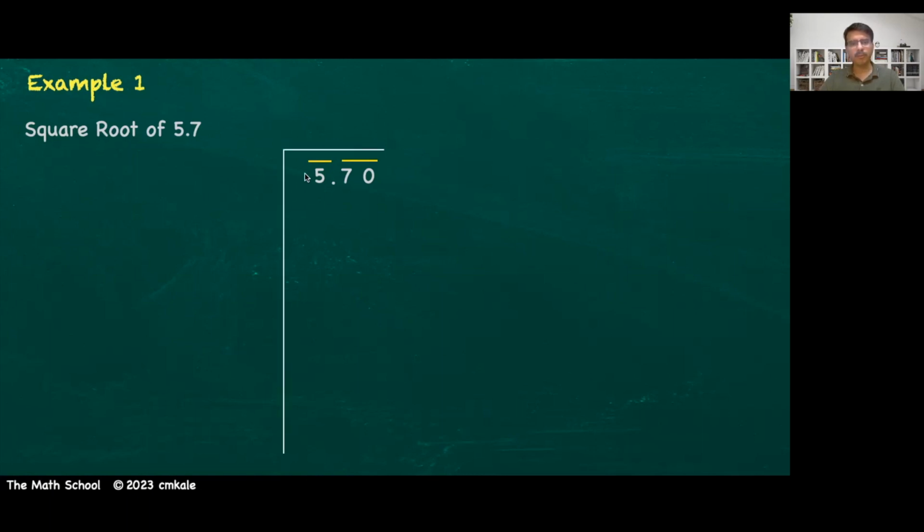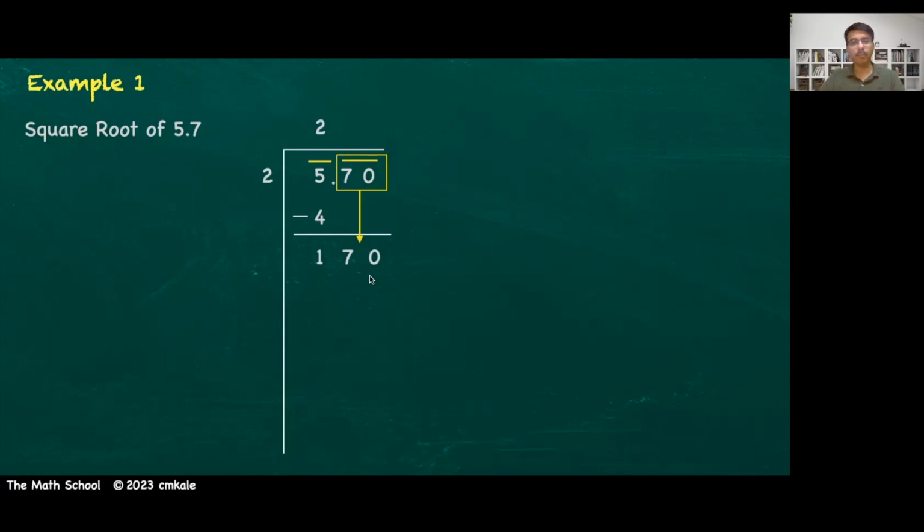Now let us apply our long division process. Our first step is to find the perfect square closest to 5, which is going to be 4, which is 2 square. So let us put that. We have 2 into 2, 4. Put 4 here, find the difference, we get 1. Now the next step is to get the remaining digits down and form our new dividend, which is going to be 170.